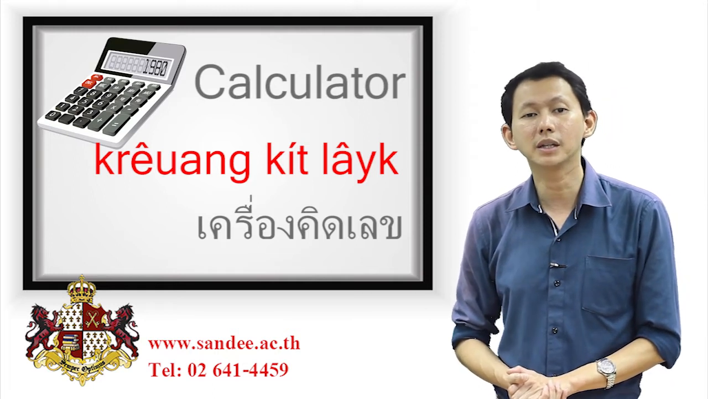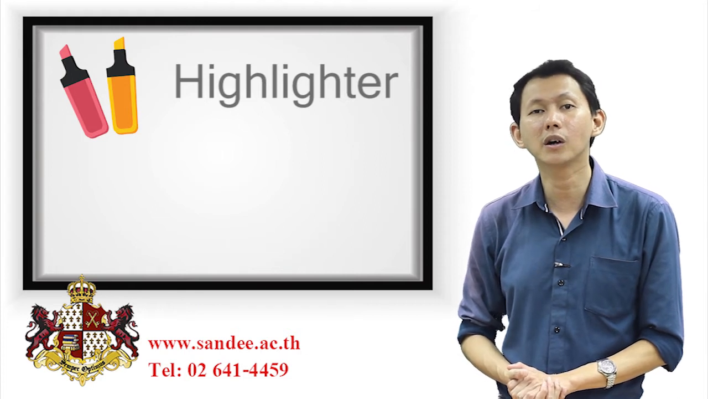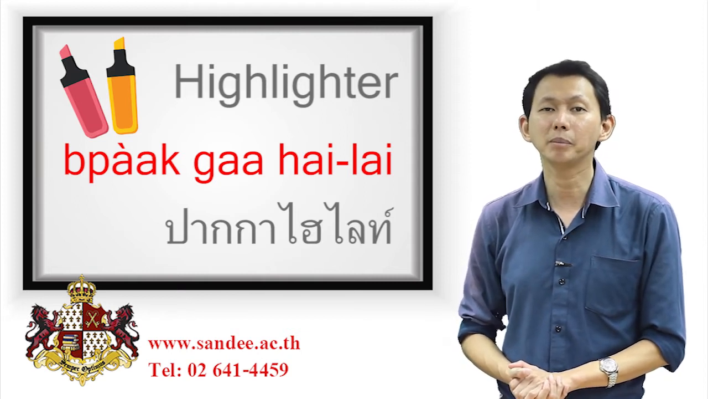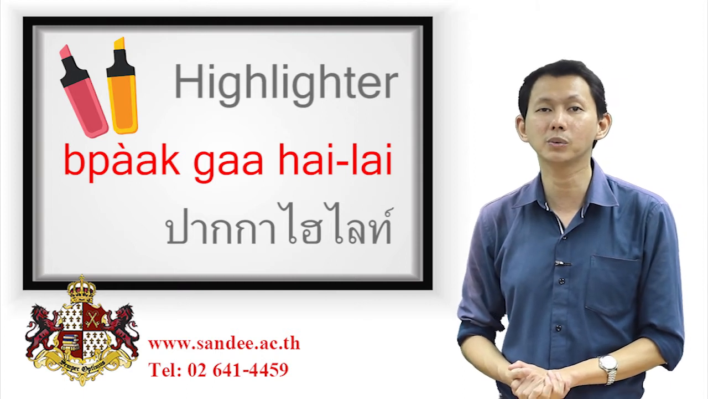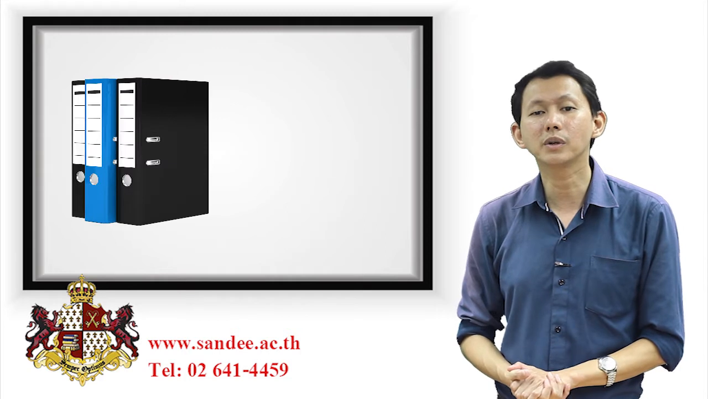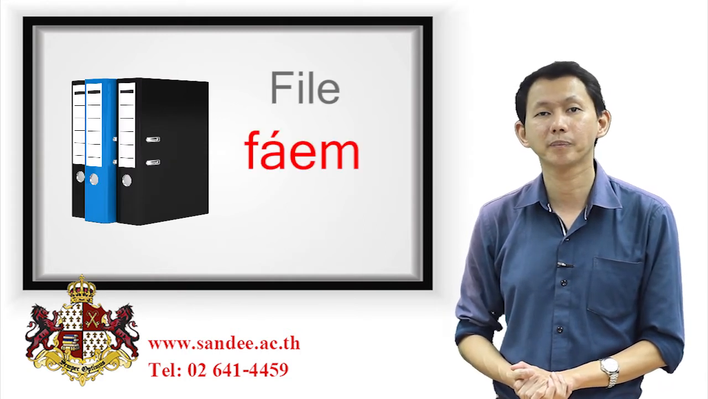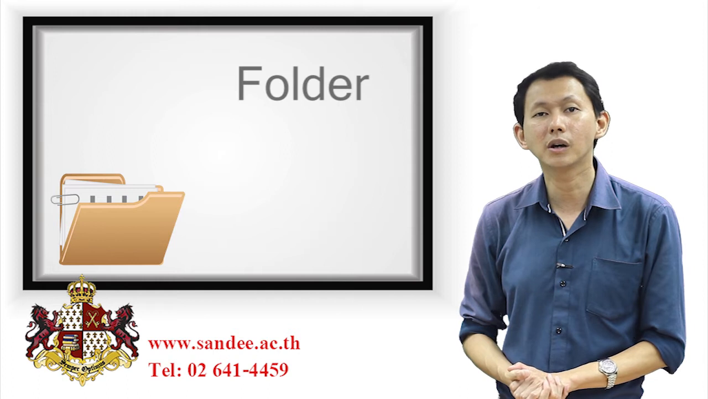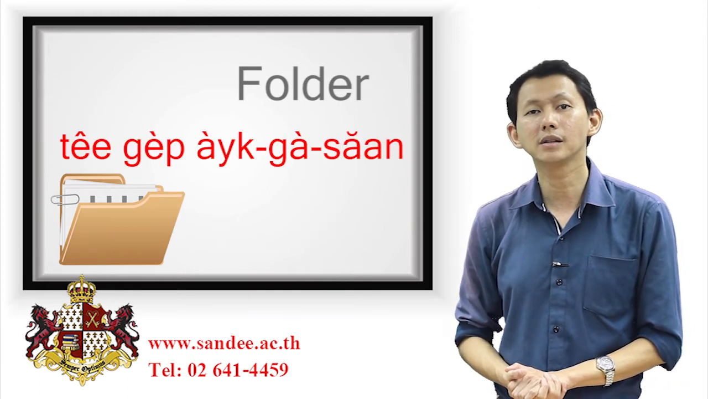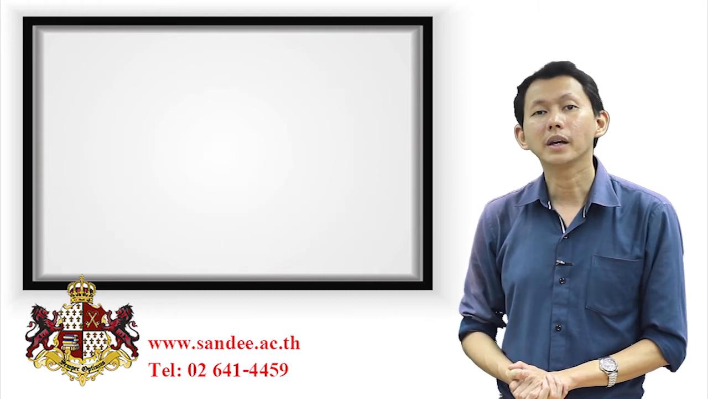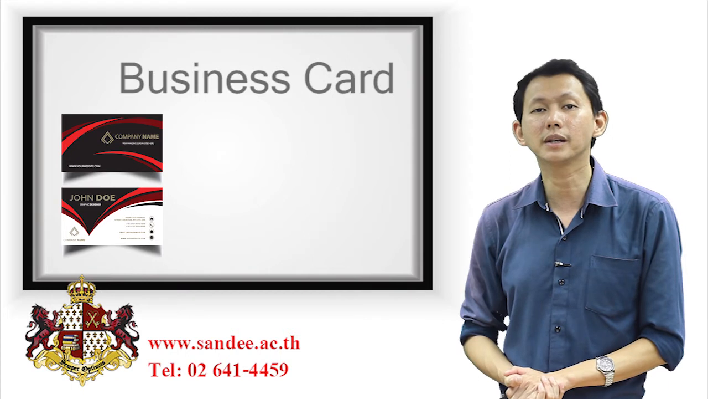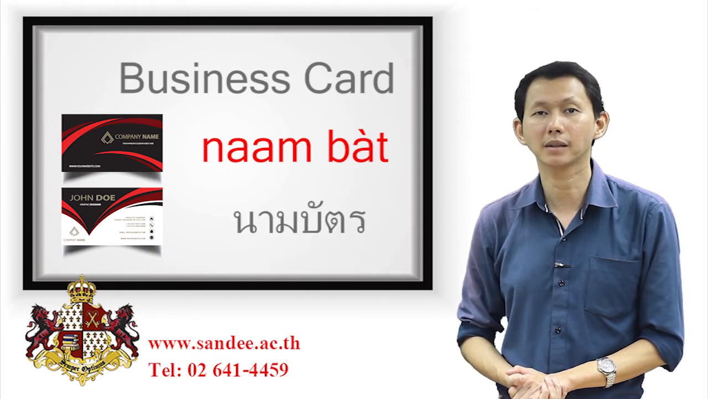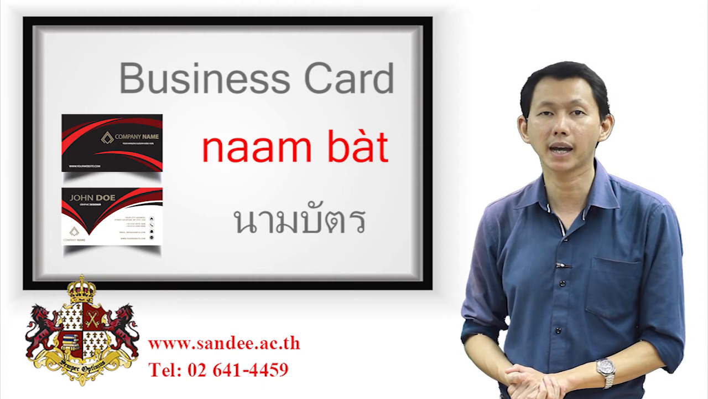And next word that we will learn is highlighter. In Thai we call ปากกา highlight. ปากกา means pen, and highlight comes from the English word highlight. Next one, the word file we call แฟ้ม. And the word for folder we call ที่เก็บเอกสาร. And if you want to say the word business card, in Thai we call นามบัตร. And the word บัตร means card.